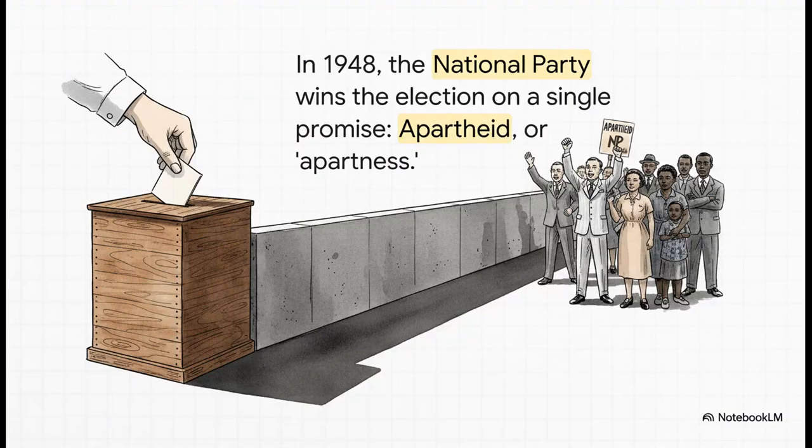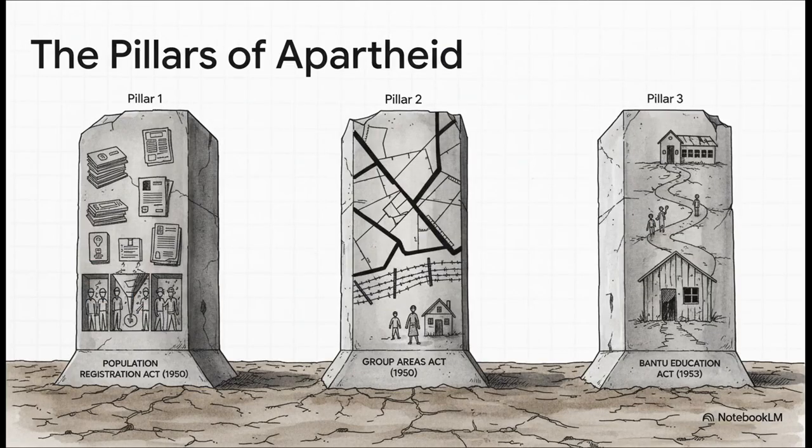And here it is, the turning point. 1948. The National Party wins an election, not on some complicated economic plan, but on a single, powerful promise: apartheid. It literally means apartness. What used to be a mix of custom and law was now the official central mission of the entire government. So how'd they do it? How do you enforce apartness? Well, they built it on these pillars.